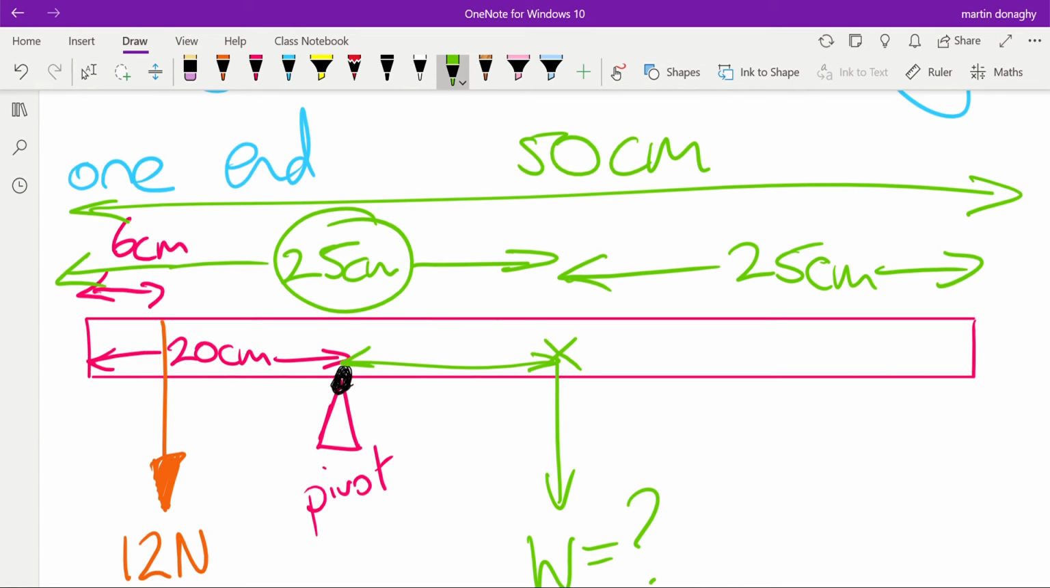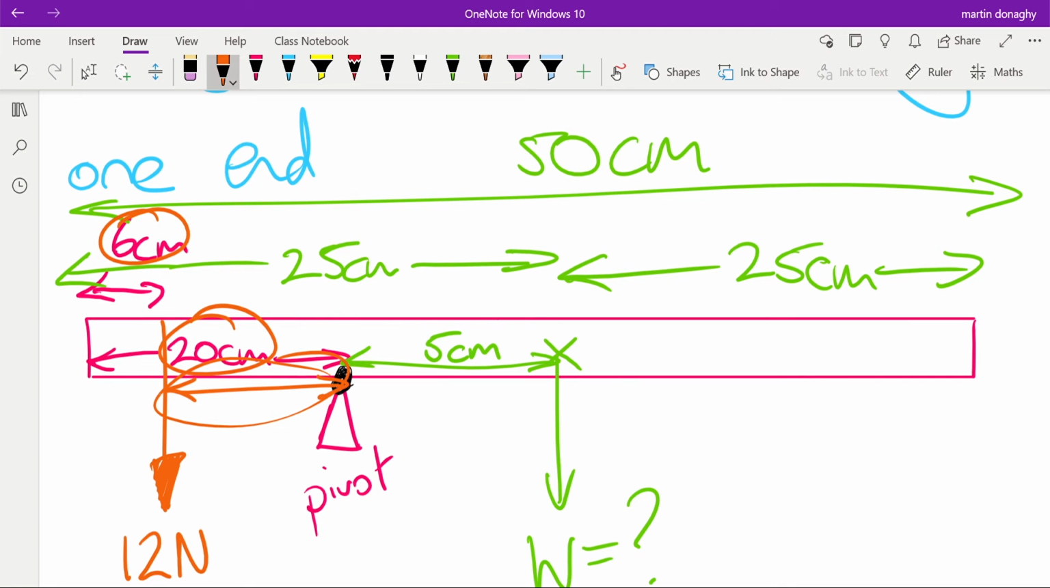Now, I know this is 25 centimeters. I know this is 20. So for the 20 plus this to equal 25, this distance in here needs to be 5 centimeters. Likewise, we need the distance that the 12 Newton force is from the pivot. But we know that this is 6, plus this would have to equal 20. Okay, so just looking at the dimensions. Therefore, this must be 14 centimeters, because remember, this here is 6, so 14 plus 6 equals 20.